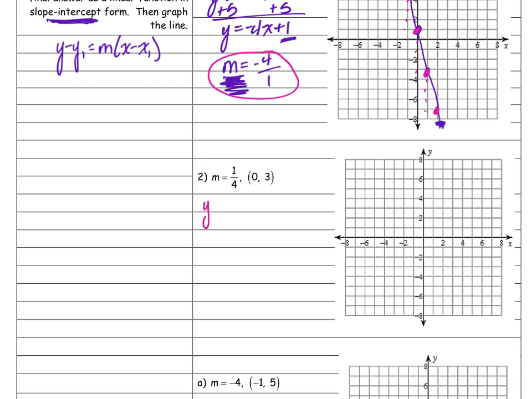Let's see, y minus 3 equals 1/4 times x minus 0. So I distribute, and I get y minus 3 equals 1/4 x. Add 3, and y equals 1/4 x plus 3. Okay, there's my equation in slope-intercept form. And then I know my slope is 1/4. I don't have to write it as a fraction because it already is.